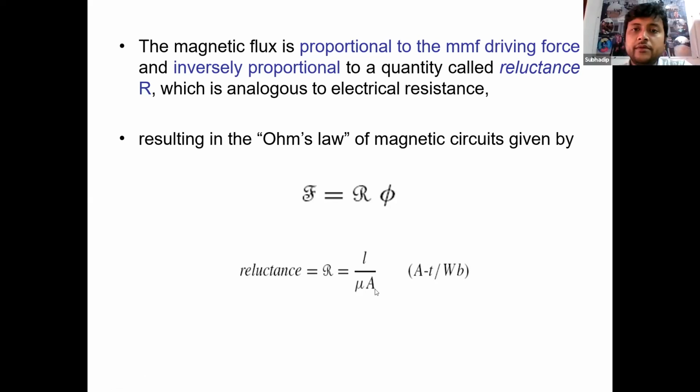L by mu into A. So the unit is ampere turn per Weber. The reluctance of the magnetic circuit is measured in ampere turn per Weber.